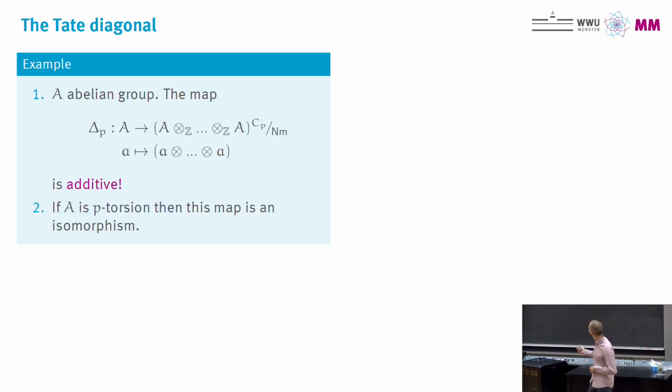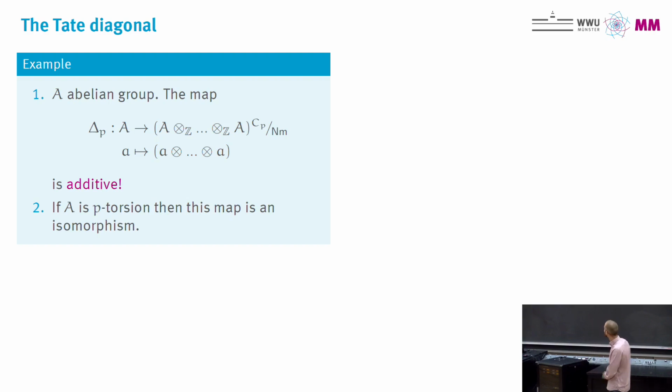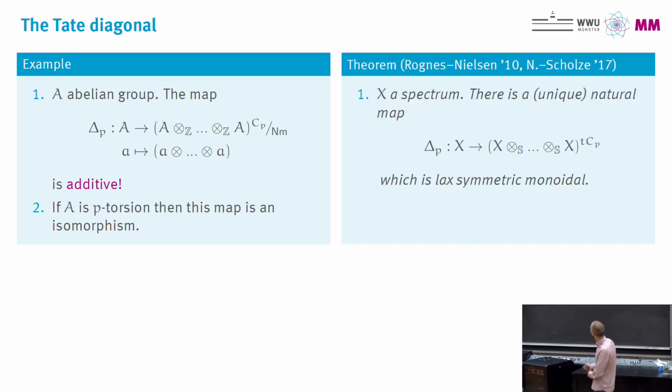And if you enjoyed this exercise, maybe you want to do the second exercise as well, that if A is actually an F_p-vector space, so a p-torsion group, then this map is actually an isomorphism. So this is a little harder exercise. So it keeps escalating, but it's still doable. Okay, good. So that is what we know in ordinary land.